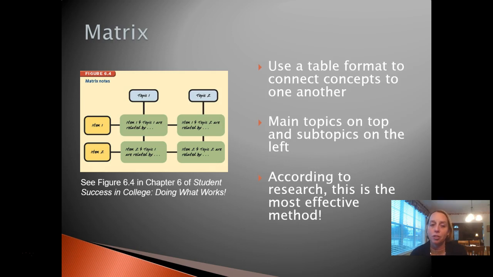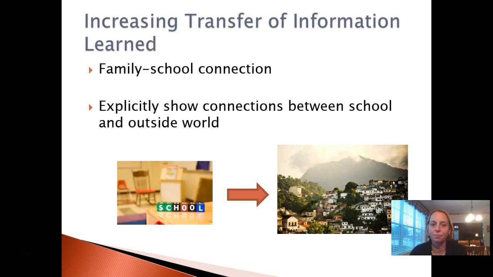In fact, the matrix, which is really just another word for a table, is probably the best, and there's some significant research support that shows that students who put it into table format are more likely to recall it, which is why I'm asking you to write your reading assignments in a visual way and encouraging you to use tools like SmartArt and things of that nature.